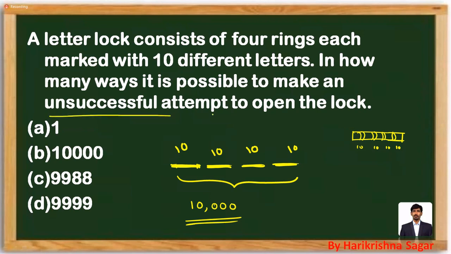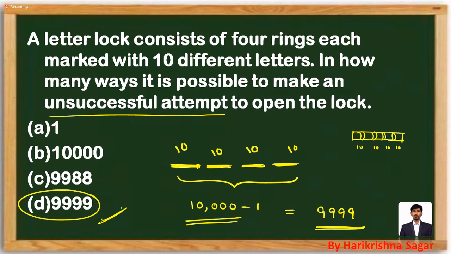Here, how many unsuccessful attempts do we have to make? So 10,000 minus 1, it is 9,999 unsuccessful attempts. 1 is the correct attempt. So the answer choice for the question is option D.